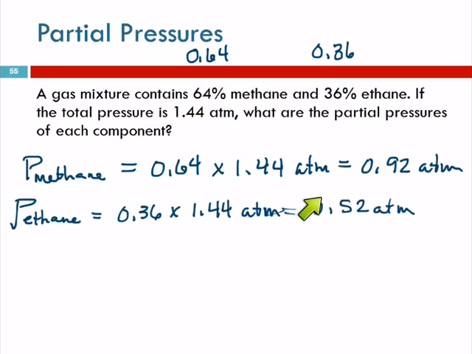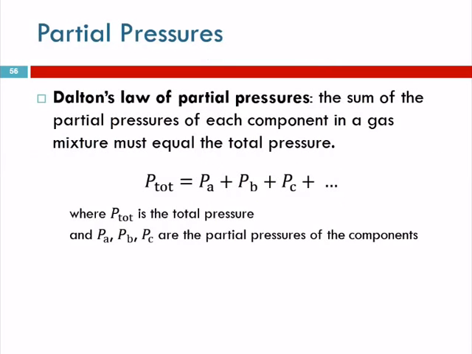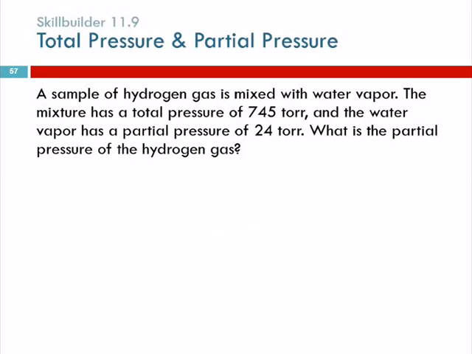And what happens when we add these two numbers together? We get the same total, 1.44. So that's the idea of partial pressures. There's a law for that, Dalton's law of partial pressures. If you take each of the partial pressures for the gases in a mixture and add them together, that equals the total pressure of the gas.